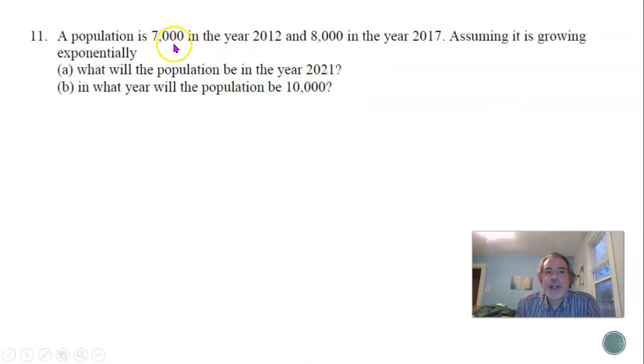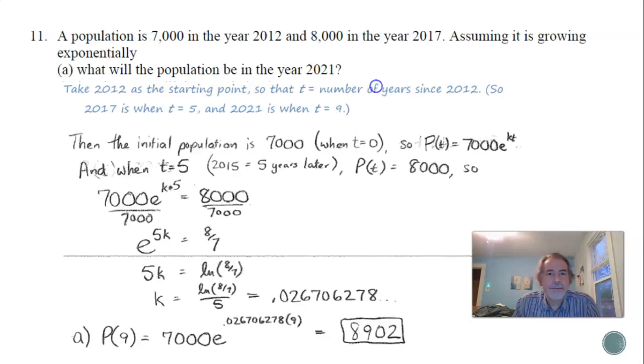Number 11, a population is 7,000 in the year 2012 and 8,000 in the year 2017. Assuming it is growing exponentially, A, what will the population be in the year 2021? And B, in what year will the population be 10,000? Okay, we need to come up with our own formula here.